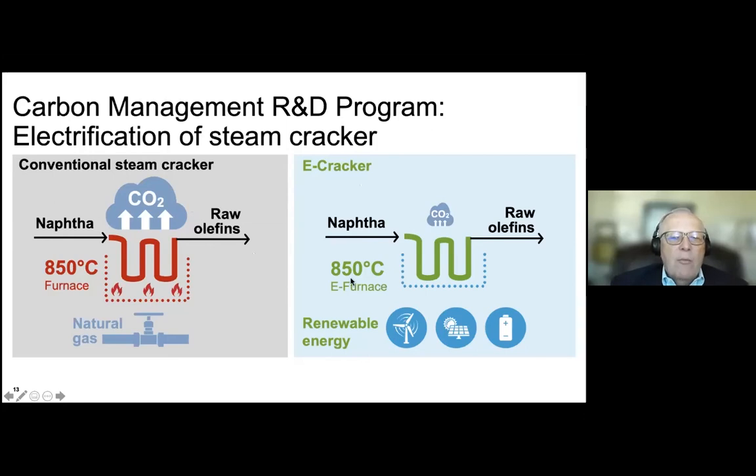And with the e-cracker, with the electric cracker, you're using renewable energy. My German colleagues don't really like nuclear, but I would probably put nuclear in here. Let's say low emission energy sources to do the same thing. And it's not zero CO2, but it's a much reduced amount of CO2 that comes out of that process.